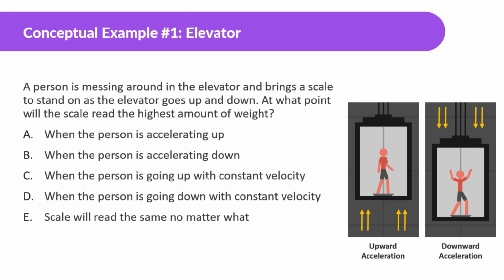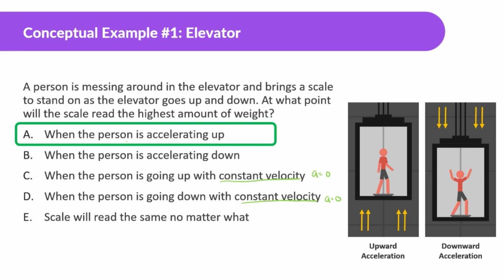One thing I want to say right from the beginning is when it's going with constant velocity, that means that acceleration is equal to 0. And when acceleration is equal to 0, there's going to be no effect on what the scale will read in this situation, or how your weight will feel. But let's talk a little bit more about this. So the answer here is when you're accelerating up. And the reason should be kind of intuitive.